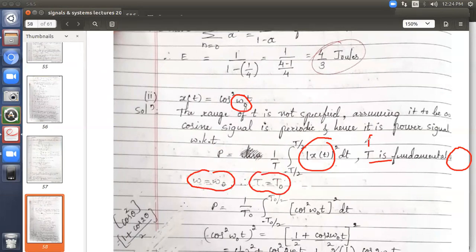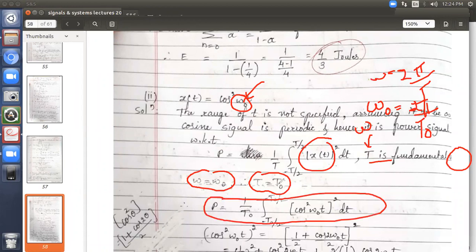If t is the time period, omega is your angular frequency, right? So omega is equal to 2 pi divided by t. But according to the given question, it is omega naught. So omega naught will be equal to 2 pi divided by, I will take it as t naught, because omega naught is given.